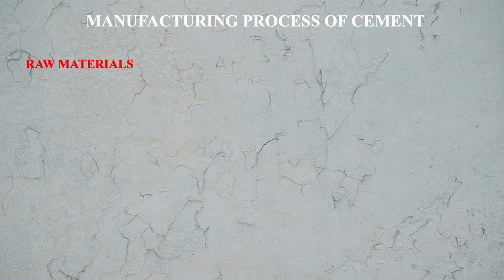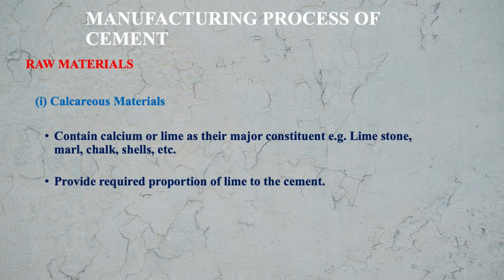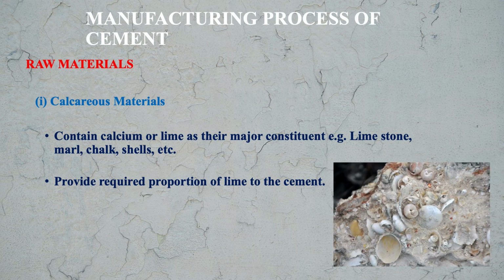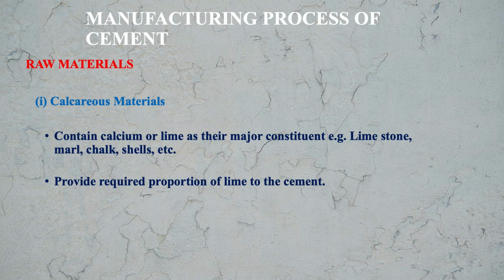Let us see the manufacturing process of cement. First of all, let us see what are the raw materials for manufacturing of cement. First is calcareous materials. What are these calcareous materials? These are the materials which contain calcium or lime as their major constituent. For example, limestone, marl, chalk, shell, etc. These materials provide the required proportion of lime to the cement. Means these are the main source of lime for preparation of cement.